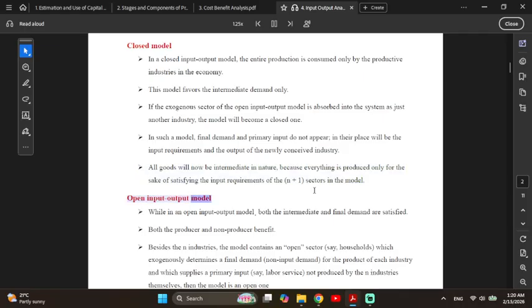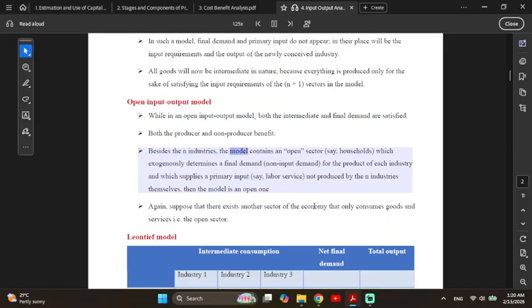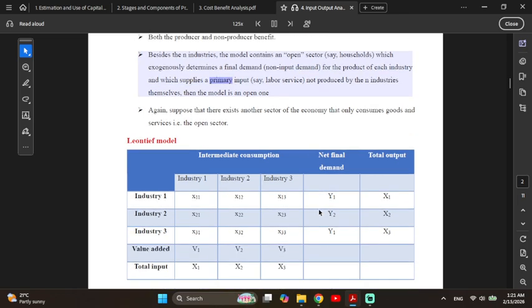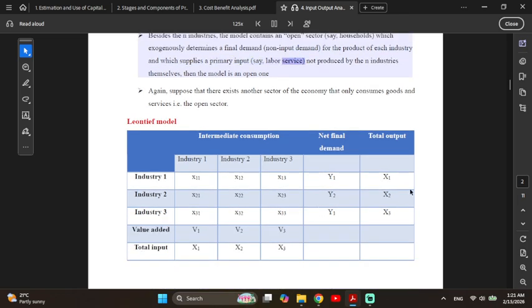Open input-output model. While in an open input-output model both the intermediate and final demand are satisfied, both the producer and non-producer benefit. Besides the N industries, the model contains an open sector, say, households, which exogenously determines a final demand, non-input demand, for the product of each industry and which supplies a primary input, say, labor service, not produced by the N industries themselves. Then the model is an open one. Again, suppose that there exists another sector of the economy that only consumes goods and services, i.e. the open sector. Leontiev model.